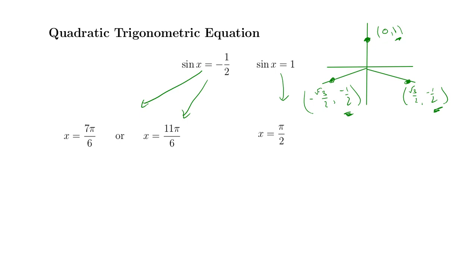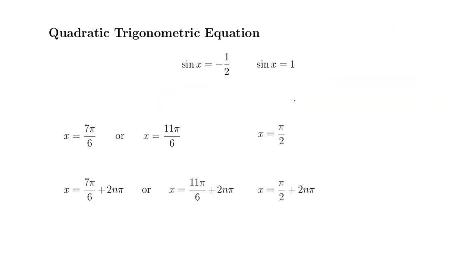So we can add all of our revolutions around here because we did not have a restriction on just being between 0 and 2 pi. So really our solutions look like this: 7 pi over 6 plus 2n pi, or 11 pi over 6 plus 2n pi, or pi over 2 plus 2n pi. So we have an infinite number of solutions for this.